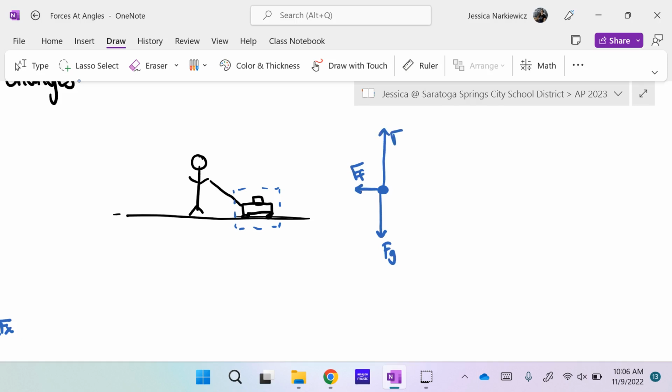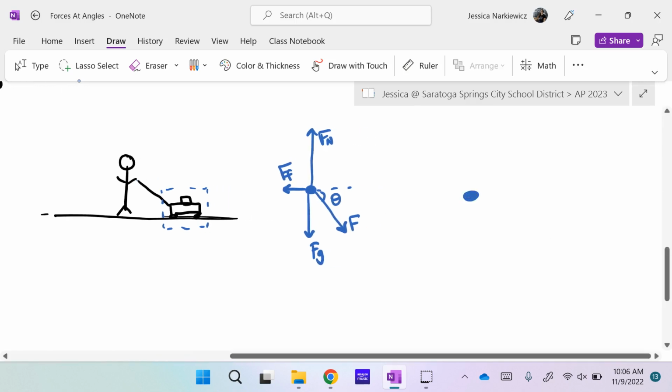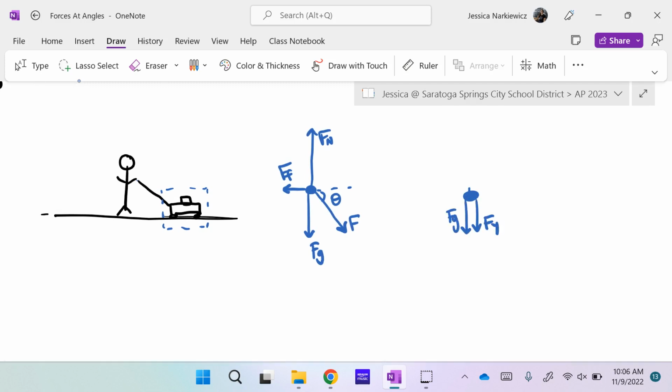We have a normal force, and I'm pushing down and to the right on the lawnmower. So my arrow is going to go down and to the right. Okay. And we're going to use the angle with horizontal again. So there's my official free body diagram. My helpful free body diagram is going to look like FG, FY, FN, FX, and FF.